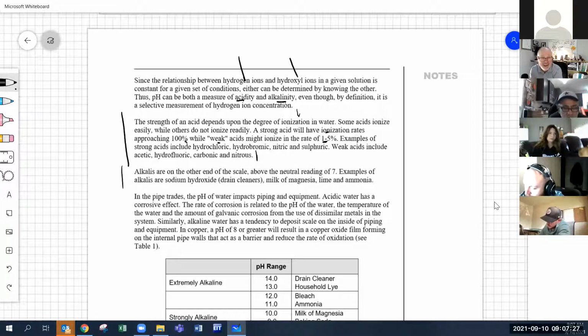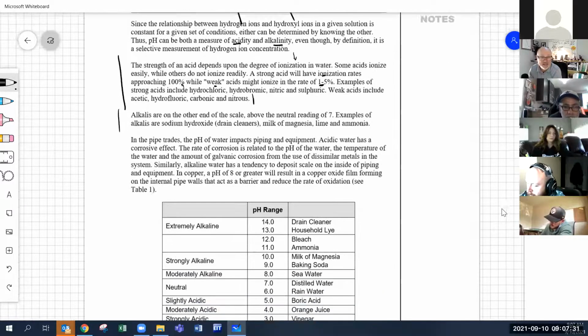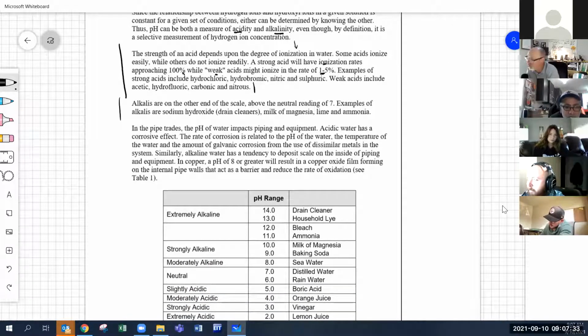Alkalis are the other end of the scale, right? And they kind of give that as well. Now, what's important to us is this right here. In the pipe trades, the pH of water impacts piping and equipment. Acidic water has a corrosive effect.